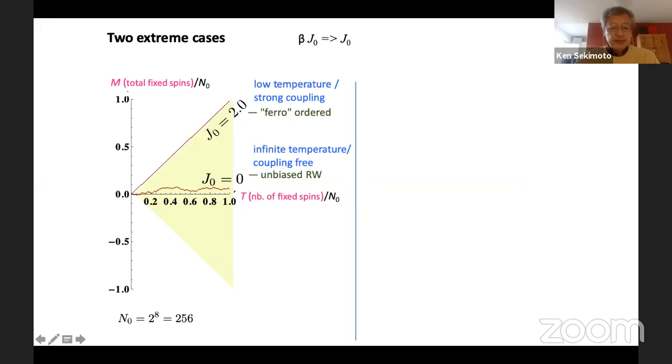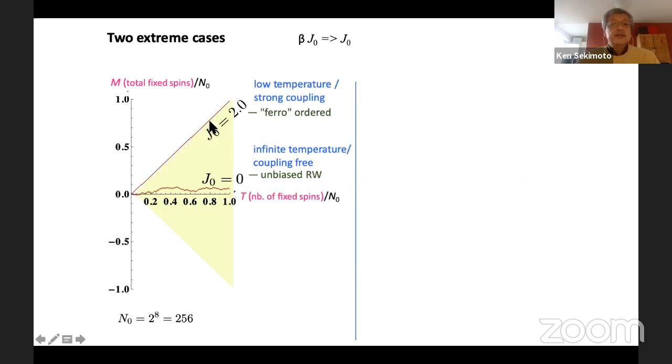On this Markov transition network, we first show two extreme cases. Hereafter, we absorb the temperature, because we fix the temperature, into the coupling constant to make it dimensionless. On the plane of the number of fixed spins and total fixed spins, if the coupling between spins is 0, the trajectory of state evolution, or Markov process, is purely an unbiased random walk.